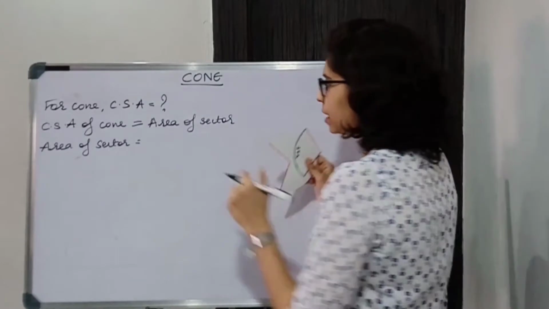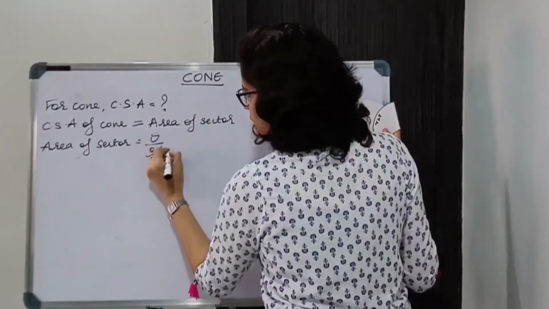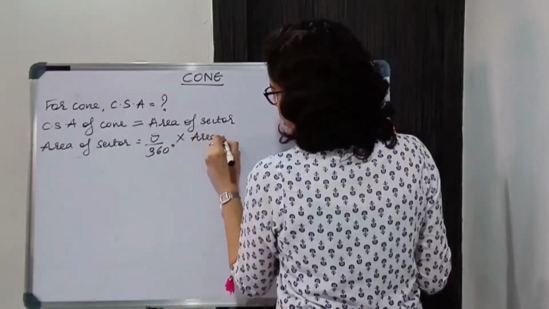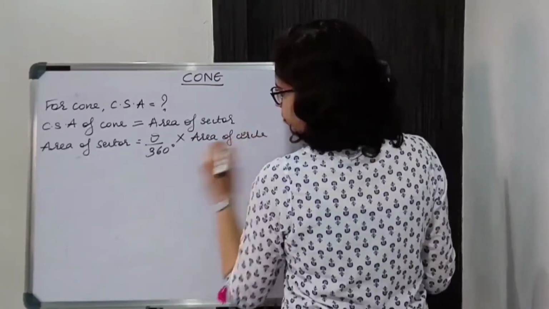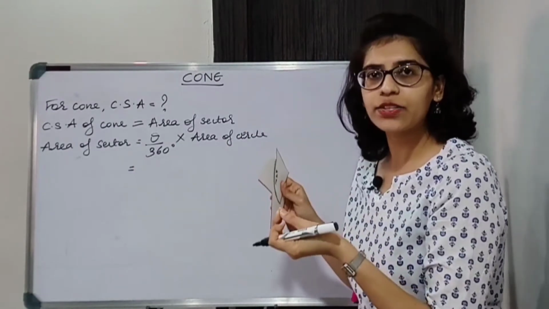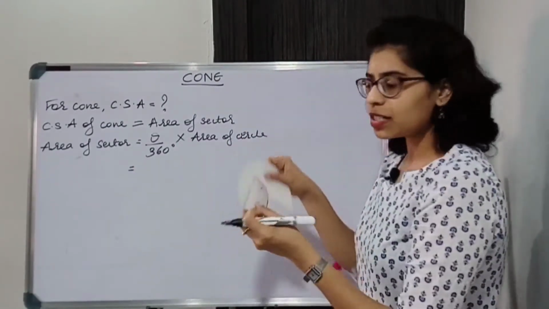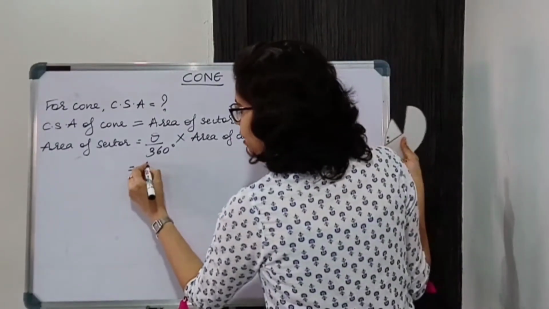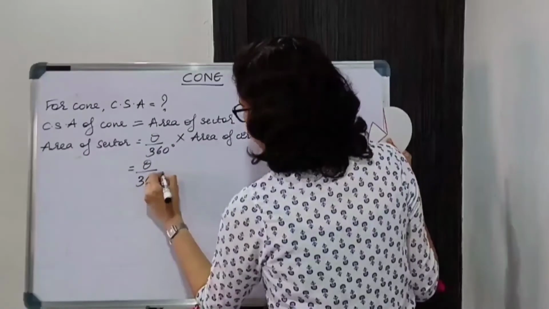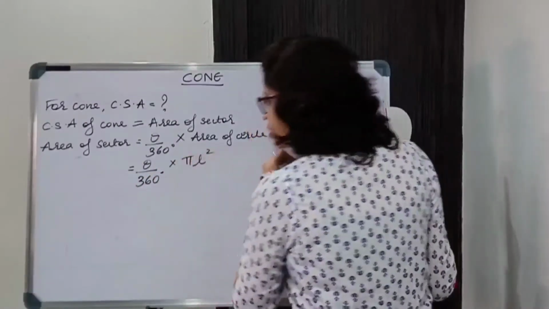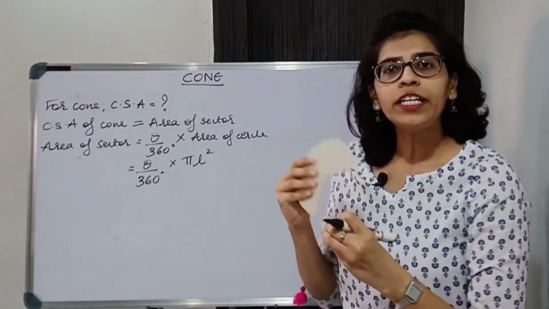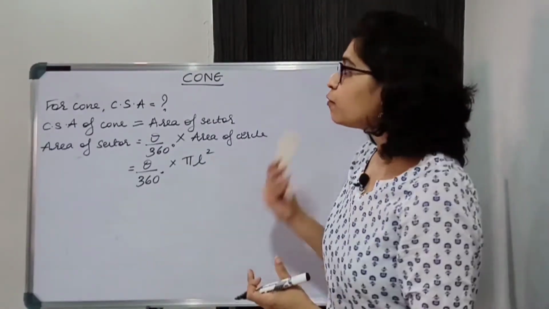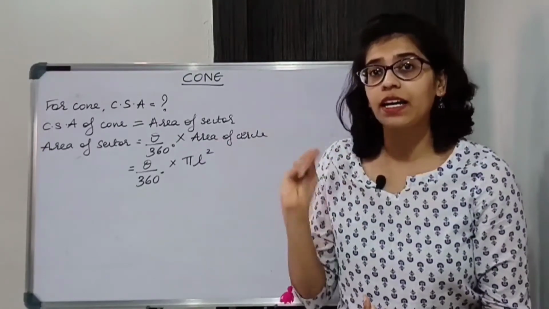Area of sector is theta by 360 into area of circle. You take theta by 360 into pi r square. But over here the radius of the circle is not r, it is L. So it will be theta upon 360 into pi L square. Now I need to build the relation between r and L, because in the formula I have r as well as L, pi r L.